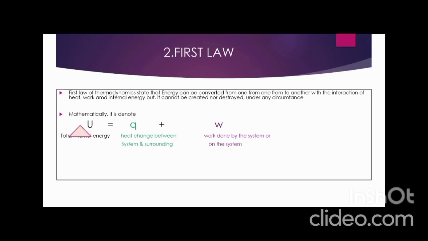First law of thermodynamics. It states that energy can be converted from one form to another with the interaction of heat, work and internal energy. But it cannot be created nor destroyed under any circumstance. The formula for the first law: total internal energy change equals the heat change between system and surroundings plus work done by the system or on the system. Mathematically, it can be denoted as del U equals Q plus W.